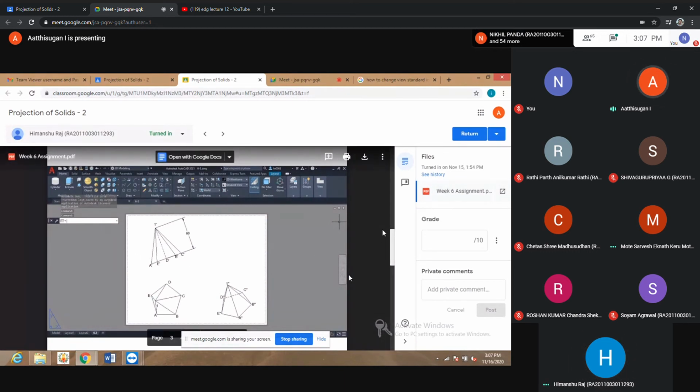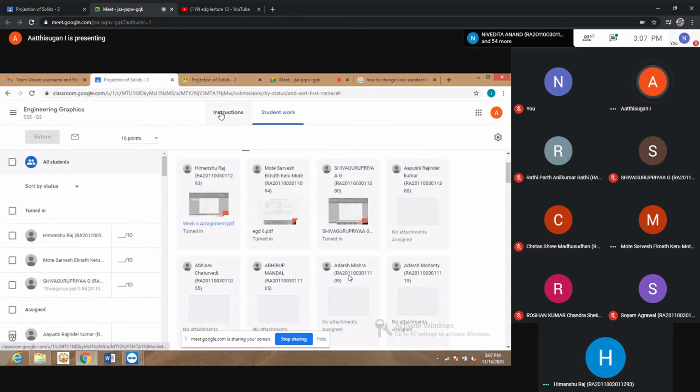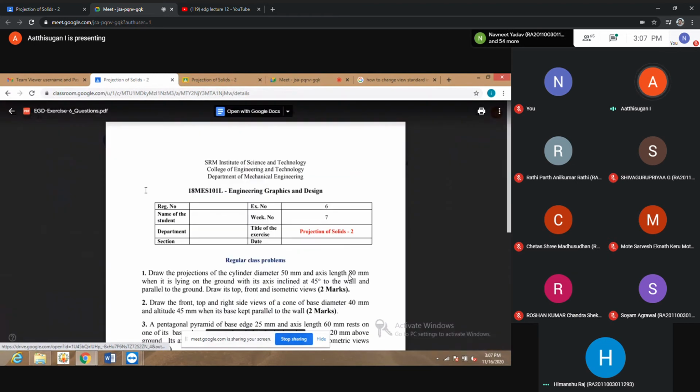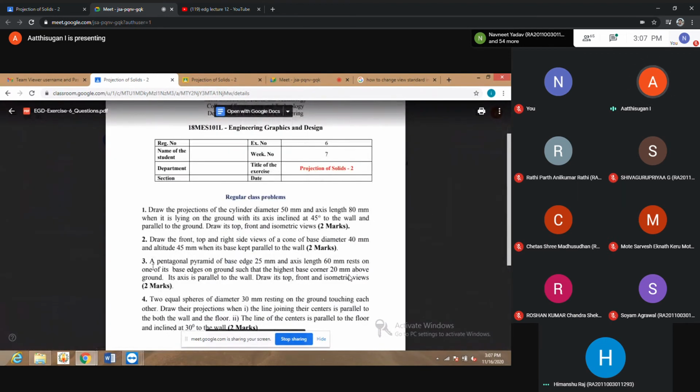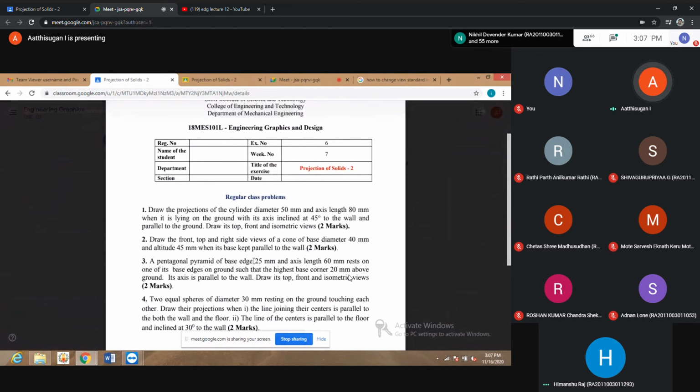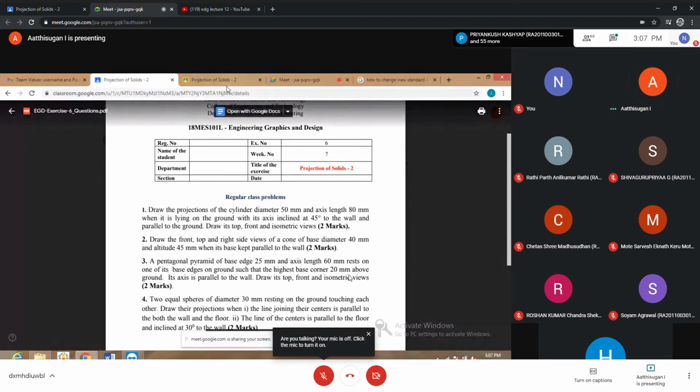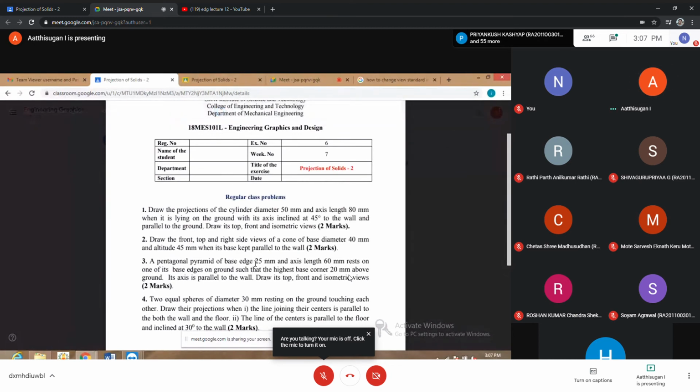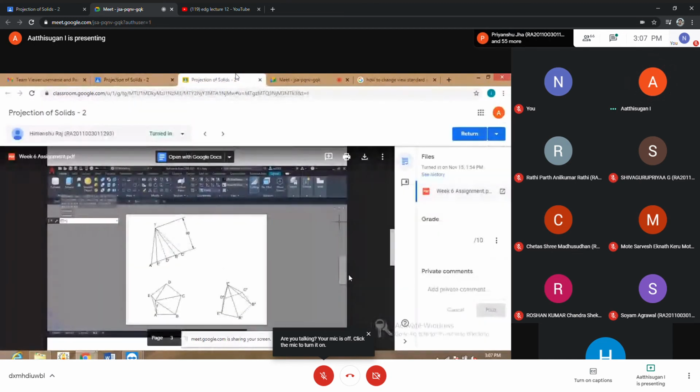What are the possible dimensions given in the question paper? Suppose in the question paper, what dimensions are given? That should be replicated in your answers also. Here they gave 25 base size, 60 mm, then 20 mm. They gave the main 3 dimensions. That must be replicated in your answers. Other dimensions are no problem, but the dimensions given in the questions should be replicated in your answers. That is correct.